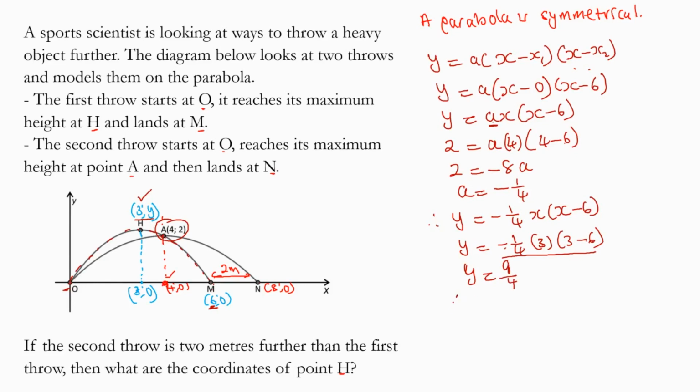So these are the coordinates of H: 3 for the x coordinate, and then 9 over 4 for the y coordinate. We can say H is (3, 9/4).